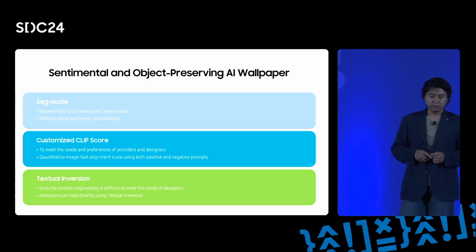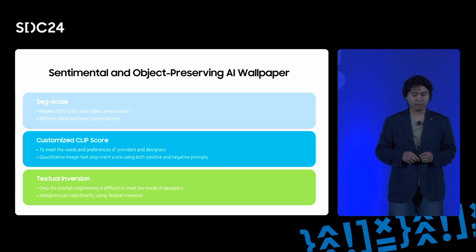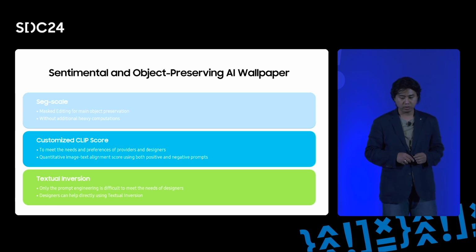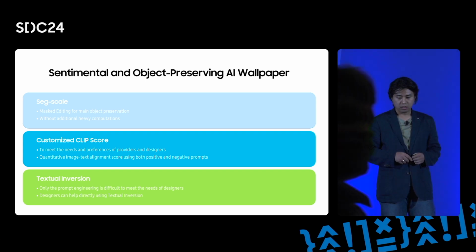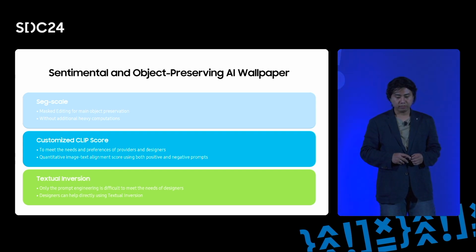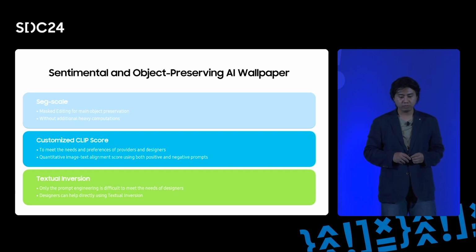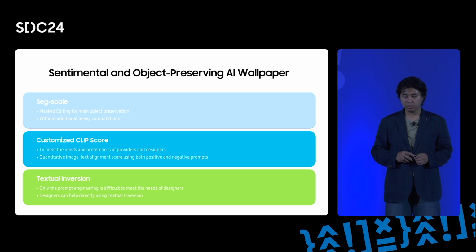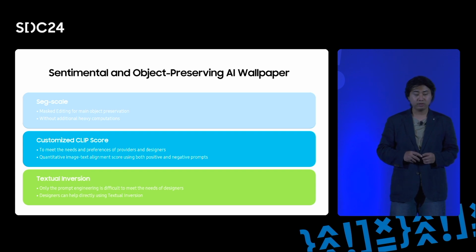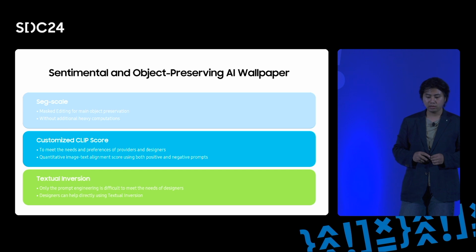To meet the preferences of providers and designers, or promote emotional engagement, we developed a novel clip-based metric, customized clip score, and applied the texture inversion method. Clip is an image text alignment model. A customized clip score can measure the similarity between an image and the positive prompt, and the dissimilarity between an image and a negative prompt.